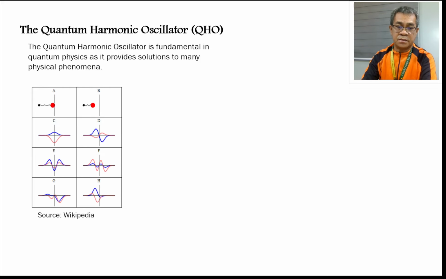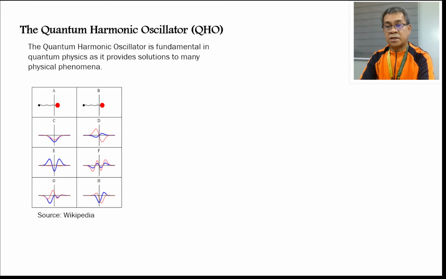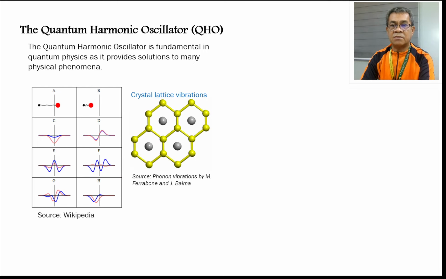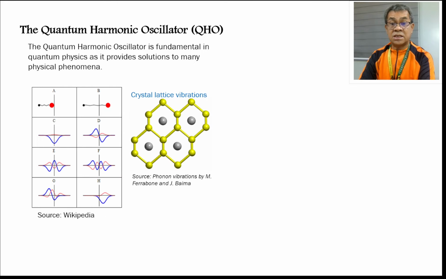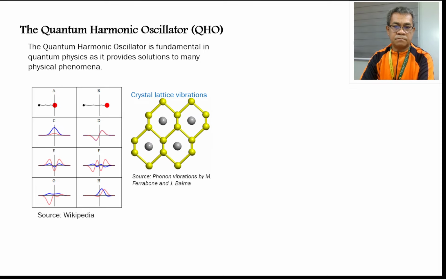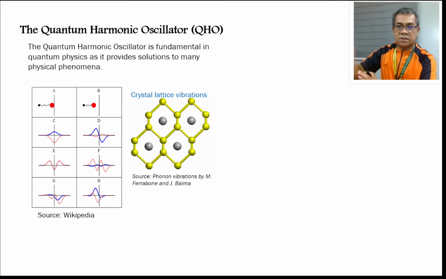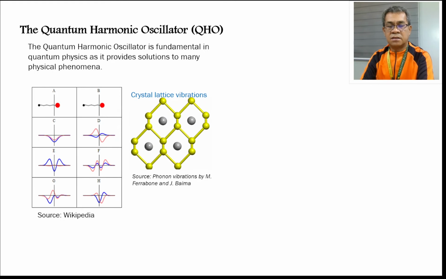So any problem that involves vibratory or oscillating motion, the principle of the harmonic oscillator is very much important, especially in quantum mechanics. For example, if the system is about crystal lattice vibrations, and we want to know the description of this crystal lattice, then we can apply the quantum harmonic oscillator.